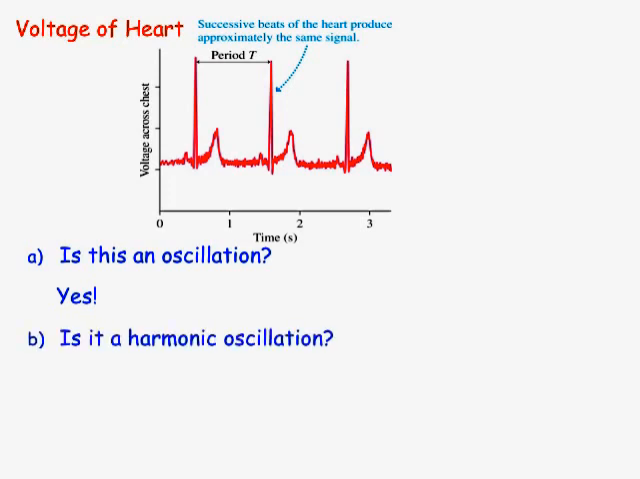Is it a harmonic oscillation? Is it a regular repeating oscillation, repeating in the same way? Again, we can sort of copy and paste the period of motion over and over again and see we get pretty much the same regular repeat of the same oscillation. So yes, it's a harmonic oscillation. It may not be exact, but it's pretty darn close to being a regular repeat of the same oscillation. Your heart beats just about the same every single beat.